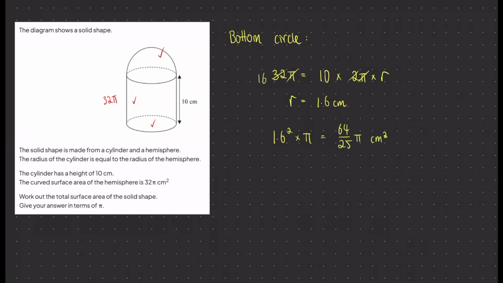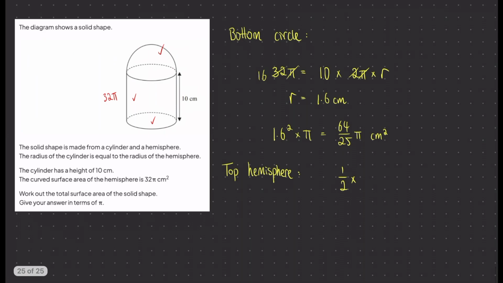Okay, so we've worked out the bottom circle. Now it's time to do the top hemisphere. We can see that the base of the hemisphere is the same circle as below the cylinder, so the radius must be the same. We're going to use the fact that a hemisphere is half of a sphere. We're going to multiply a half by the surface area of a sphere, which is 4 pi r squared. And we know what the radius is, it's 1.6 from before. So this is going to work out the top surface of the hemisphere, which is 128 over 25 pi.